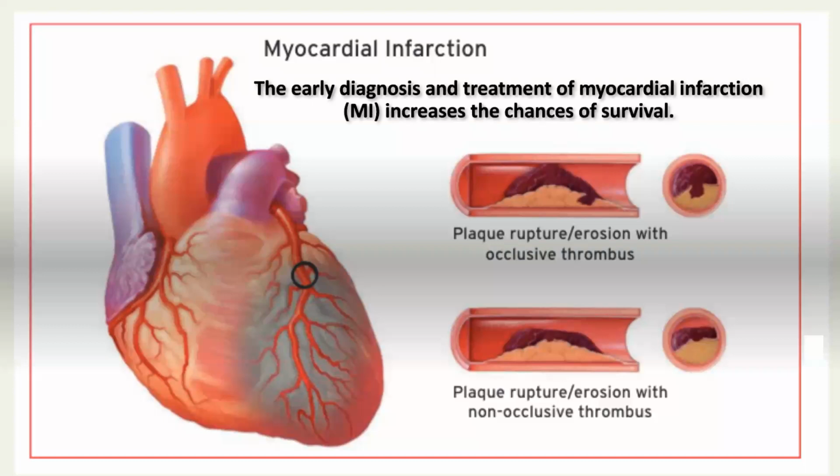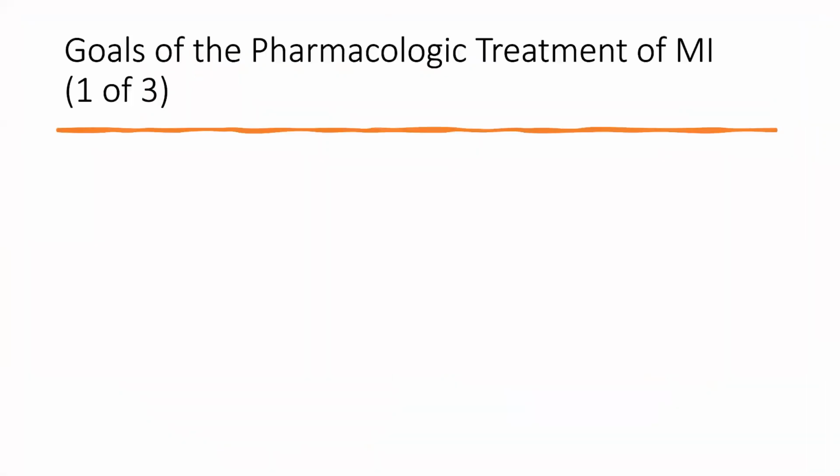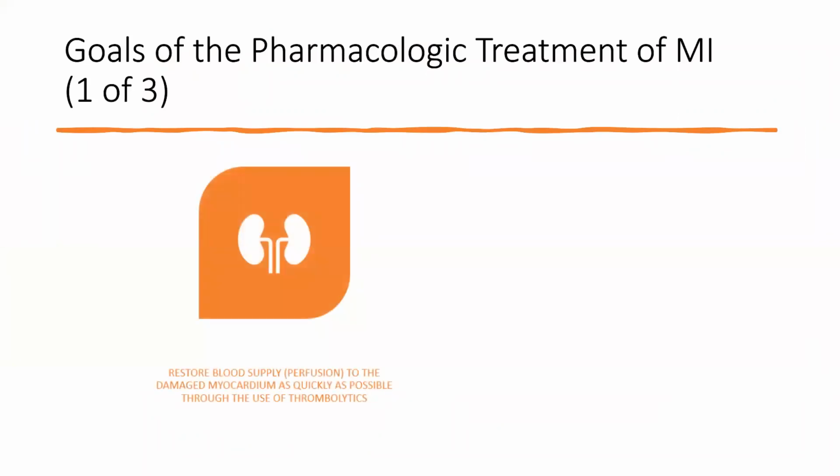It is the early diagnosis and the treatment of the myocardial infarction which increases the chances of survival. So in this, we can see the plaque is ruptured erosion with the occlusive thrombus, and the plaque is ruptured erosion with the non-occlusive thrombus. So what are the goals of pharmacological treatment of myocardial infarction?